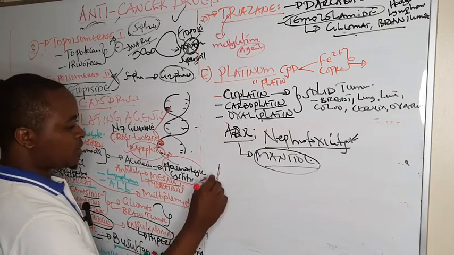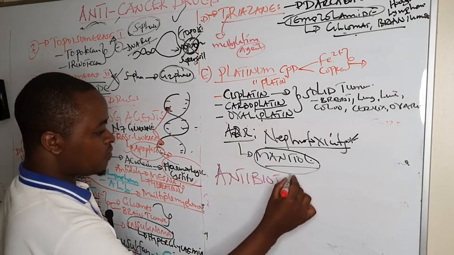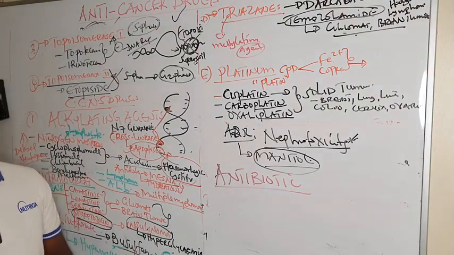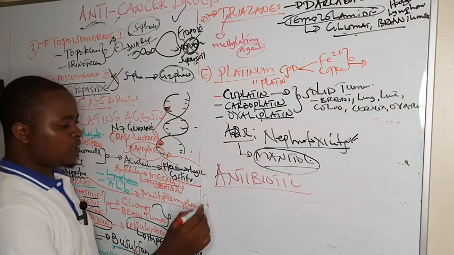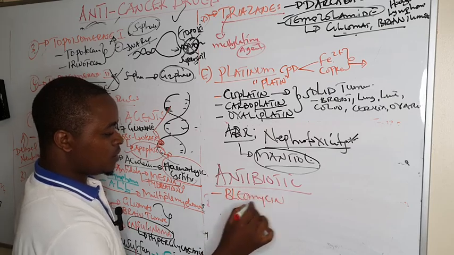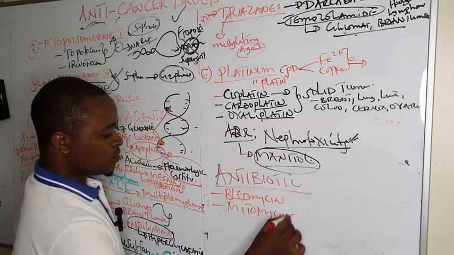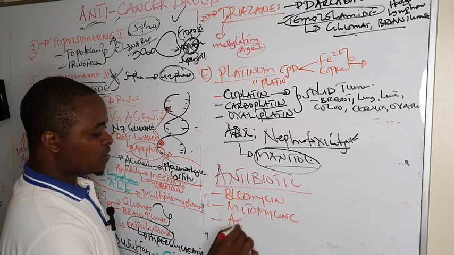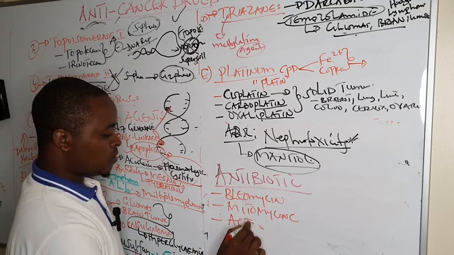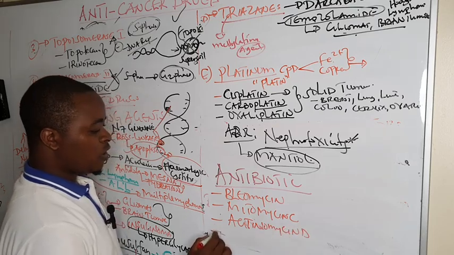So lastly is the antibiotics in our session. Which antibiotics are also utilized in treatment of cancer? Among the antibiotics we are going to list are bleomycin, mitomycin C, then actinomycin D.